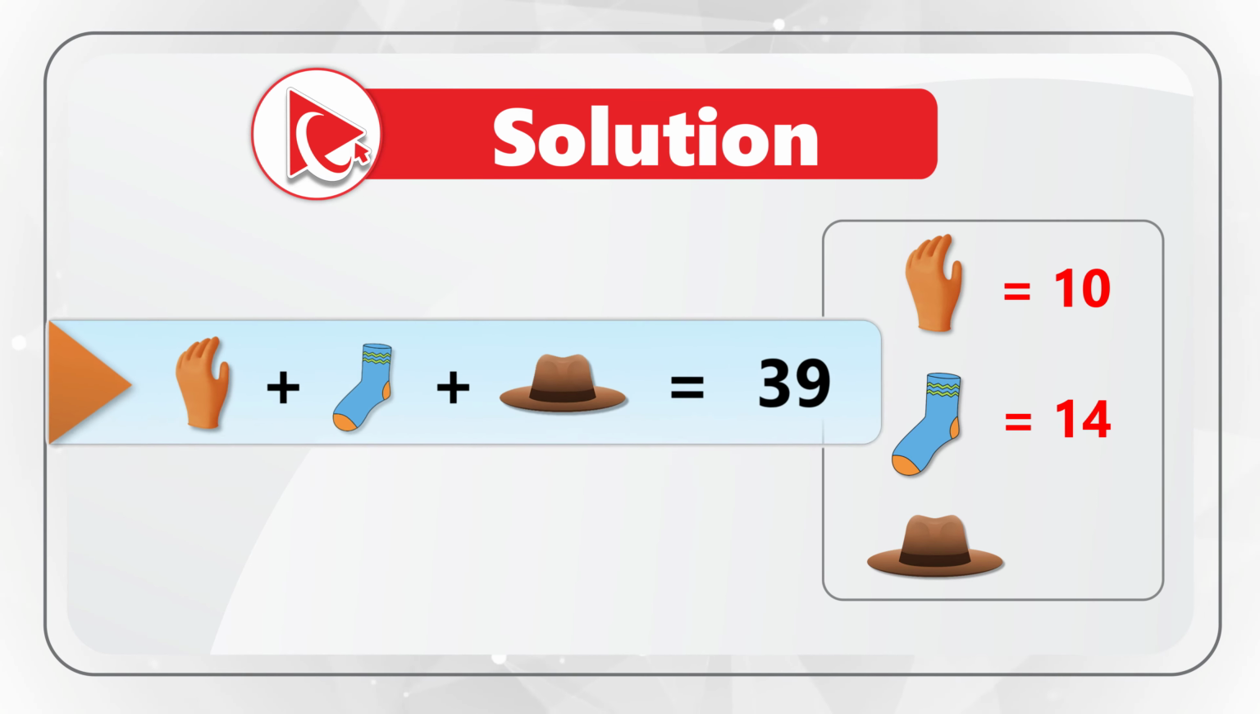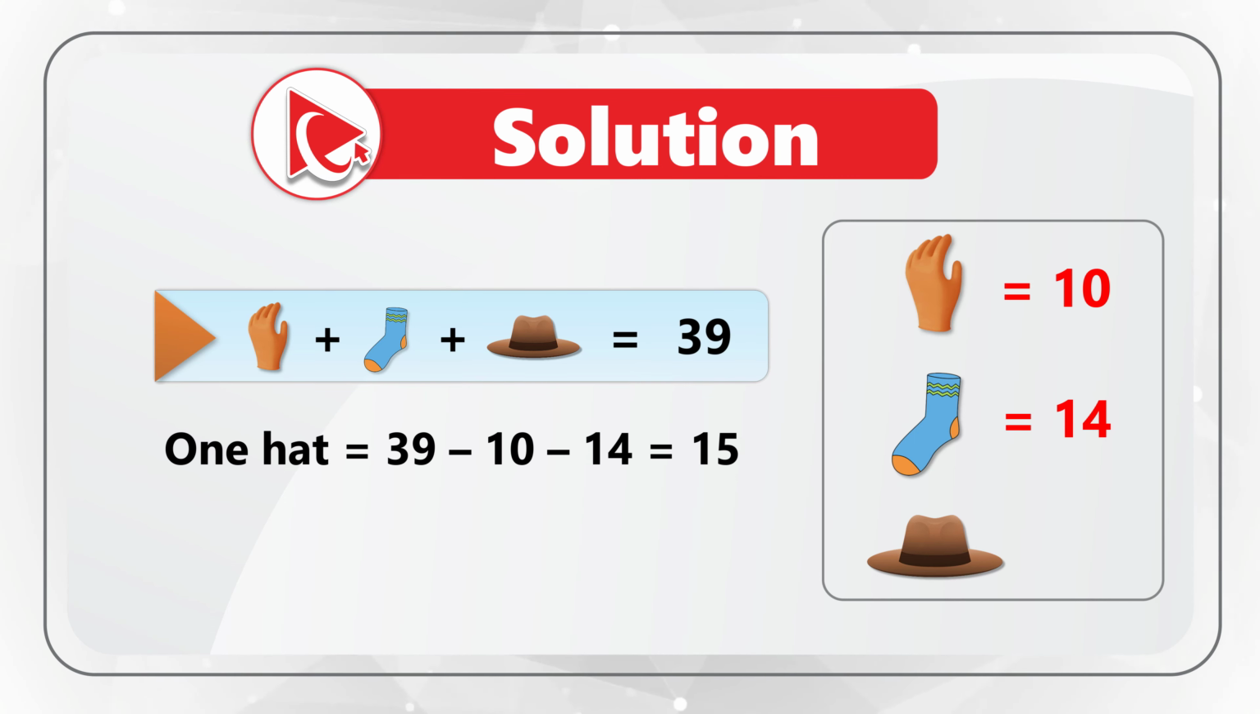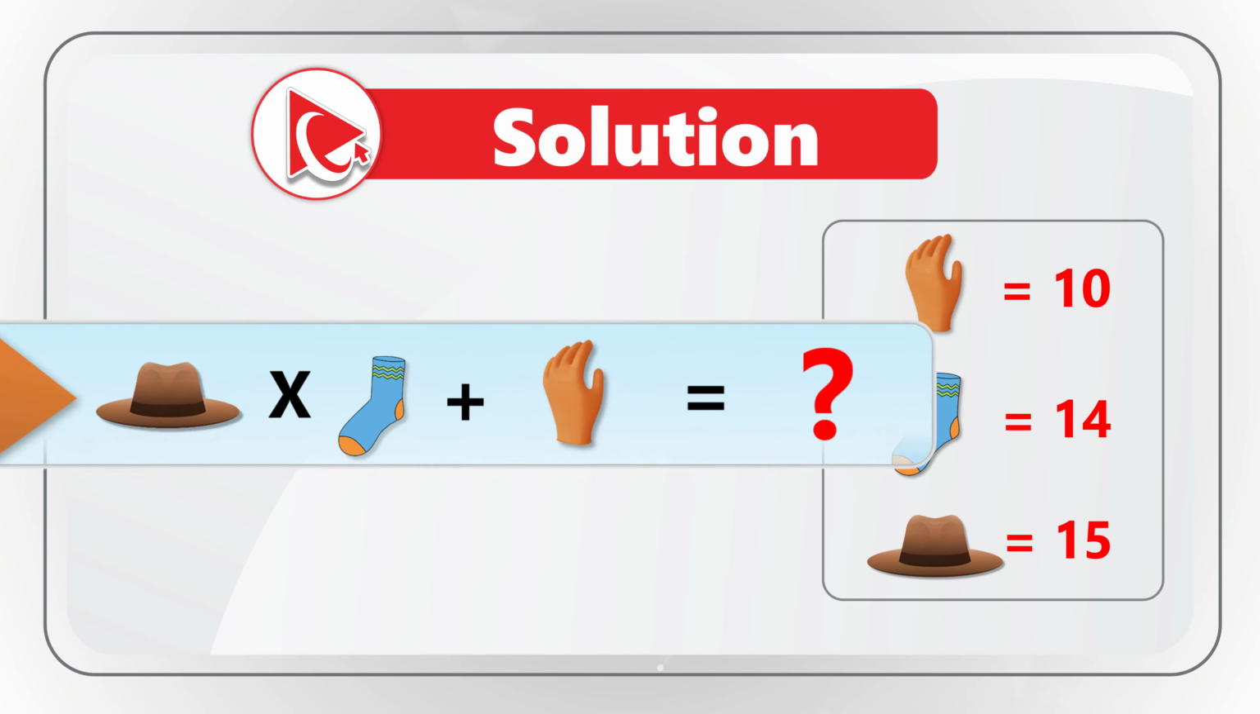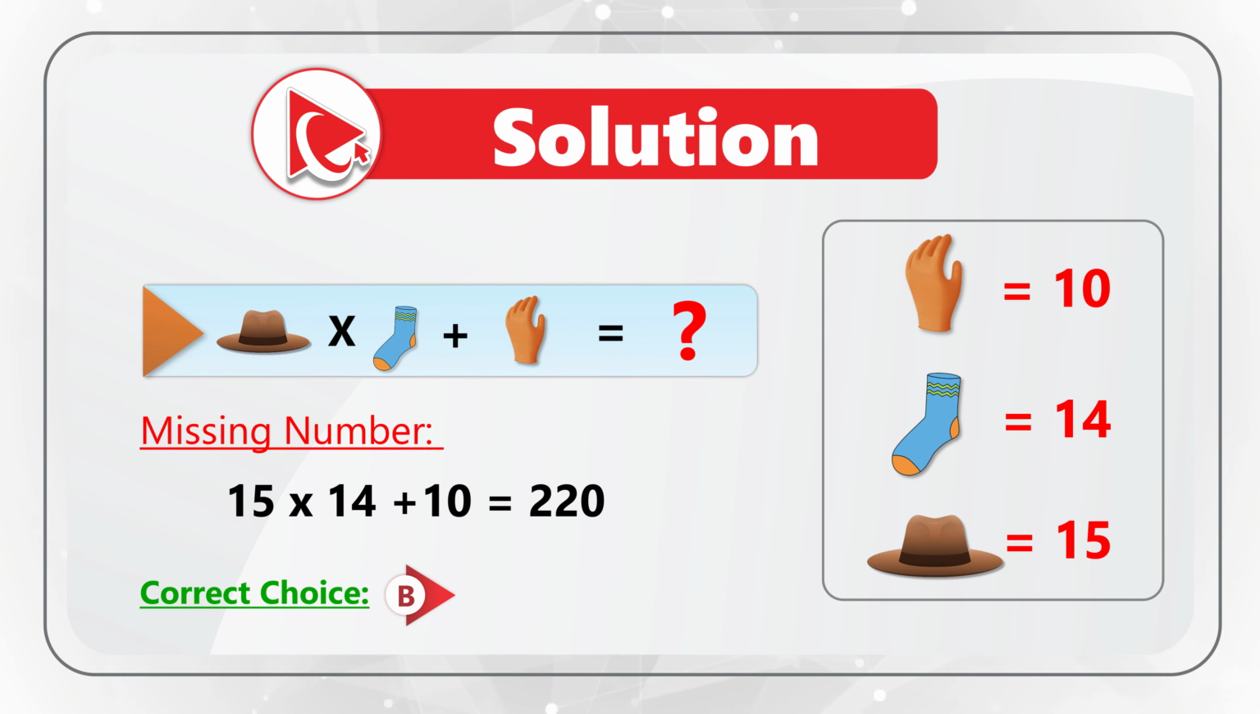Let's go to the third expression. 1 glove plus 1 sock plus 1 hat equals 39. We can calculate the value associated with hat. It equals 15, because 39 minus 10 minus 14 equals 15. Now we are ready to calculate the missing number. To do that, we need to multiply 15 by 14, plus 10. This is the value of hat multiplied by the value of sock plus glove. So the correct answer here is choice B, 220.